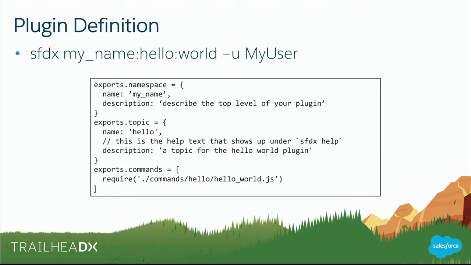So how do we actually define the plugin itself? A plugin is a discrete piece of code written in Node.js, by the way. We define the plugin using these three items: we export a namespace, we export a topic, or an array of topics, and we export the array of commands. This is all that the CLI engine needs to know about to be able to execute the commands that you write in your plugin.